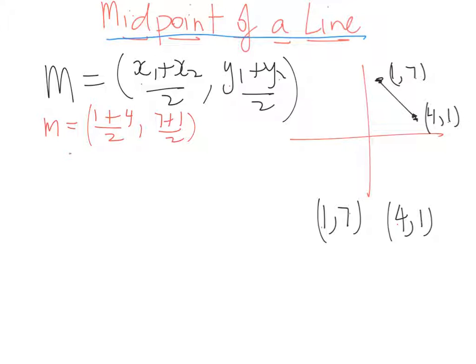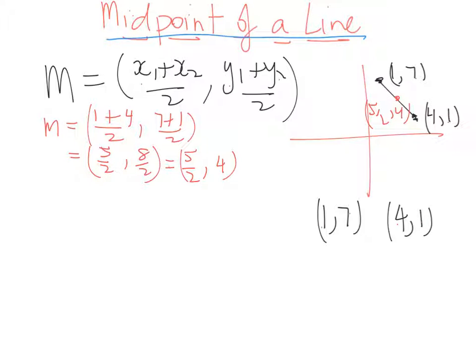Brackets, because they asked for coordinates. And we're going to have 5 over 2, 7 plus 1 is 8 over 2. So we end up now with 5 over 2 and 4. That's our midpoint, 5 over 2 and 4. Okay. They will ask you to do that.